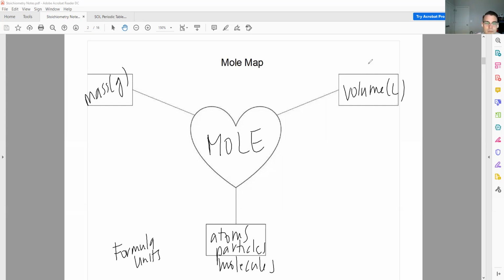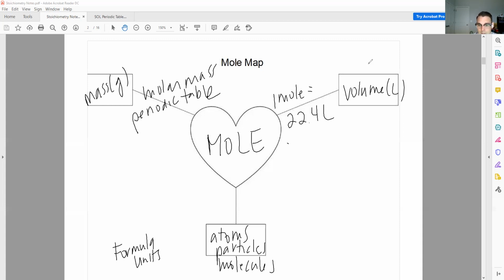Okay, now how do I convert from moles to mass and mass to moles? Simple, we just need to look at our molar mass, which comes from the periodic table. We've done molar mass in an earlier unit, so that should be nothing special. Of course, we're going to go through all 3 of these. To go from moles to volume, it's important to note that 1 mole is equal to 22.4 liters, and there's a caveat here, of a gas at STP. Okay, so it can only be for gases. We can go from moles to volume, volume to moles of gases at STP.